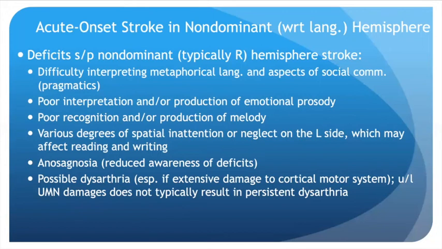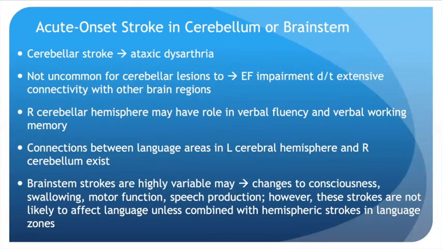Unilateral upper motor neuron damage, though, does not typically result in persistent dysarthria. Cerebellar strokes result in what's known as ataxic dysarthria. It is not uncommon for cerebellar lesions to yield executive function impairments due to extensive connectivity with other brain regions. The right cerebellar hemisphere may actually have a role in verbal fluency and verbal working memory. There are connections that exist between the language areas in the left cerebral hemisphere and the right cerebellar region.